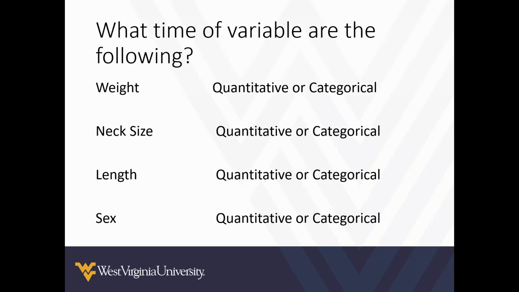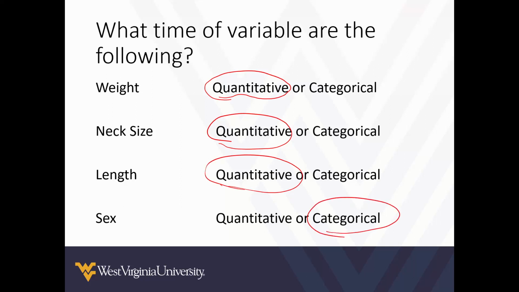Let's take a second to make sure we know how to classify between quantitative and categorical variables. So from our bear example, weight. Is weight going to be quantitative or categorical? Well, in my experience, weight is quantitative, numeric. Neck size, same thing, quantitative. Length, another number, quantitative. Sex, that is categorical, male, female.